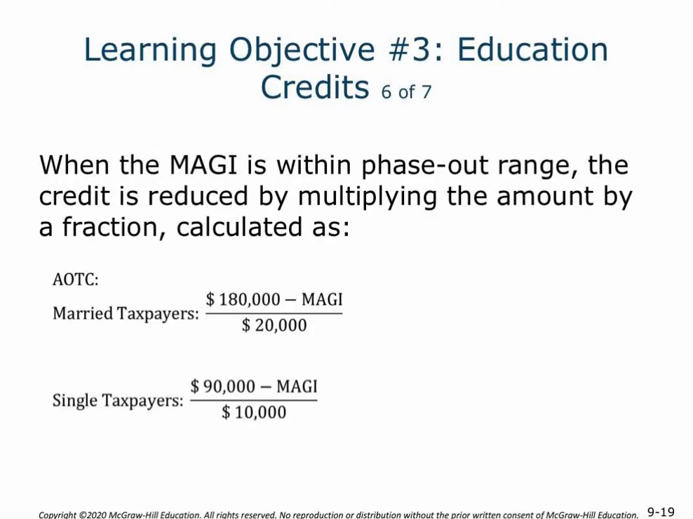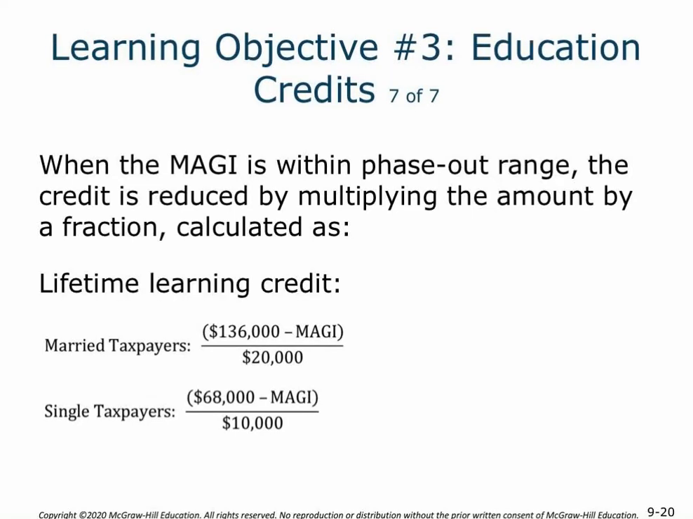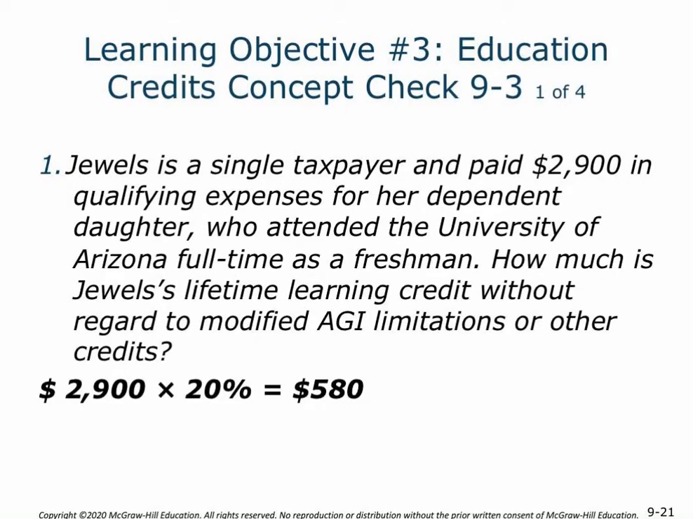We can take a look at those formulas in terms of how we do the calculation. So we're just going to get a percentage. If you were at $85,000, for example, for a single taxpayer here, then you would be halfway through that $10,000 range, so 50% of the credit. And then a similar formula and calculation for the lifetime learning credit. So let's take a look at a concept check.